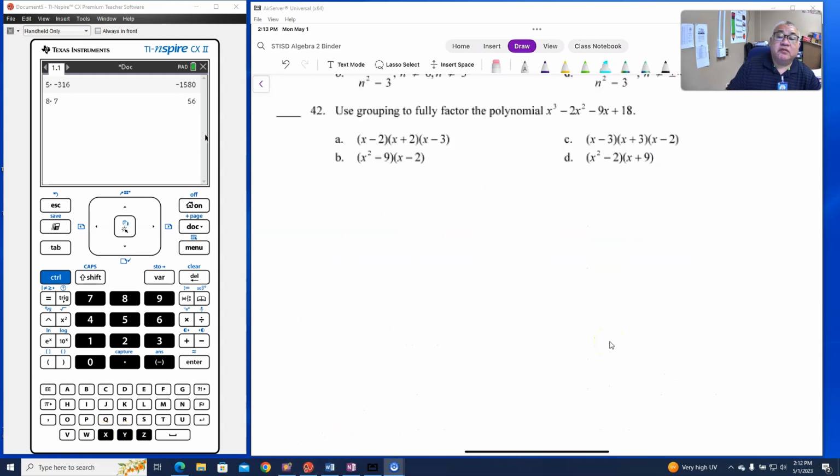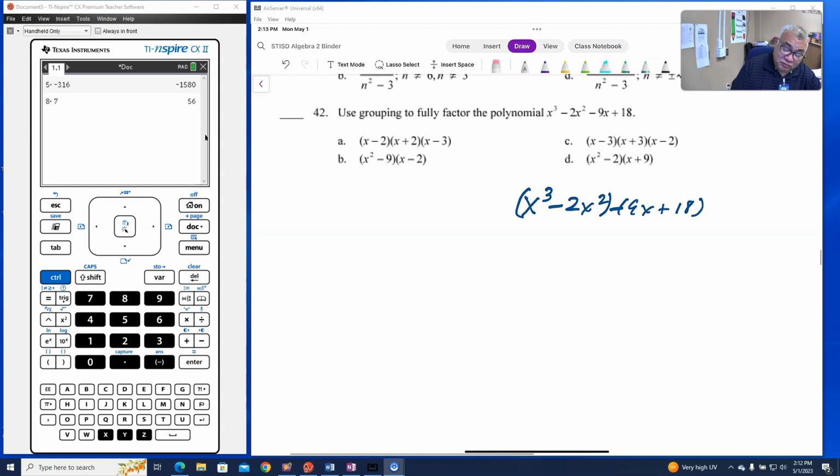Use grouping to fully factor the polynomials. So you have x cubed minus 2x squared minus 9x plus 18. So we're going to factor by grouping. So you want to find the greatest common factor of the first group, which is x squared. So you have x minus 2 plus, in this case it's minus 9. So you get x minus 2.